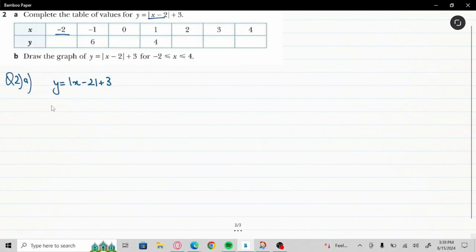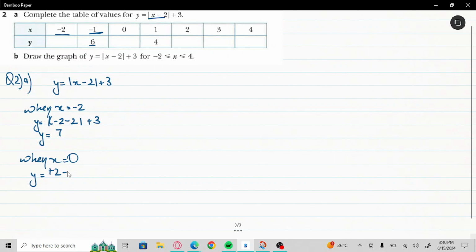Now when x is equal to minus 2, we have y is equal to modulus of minus 2 minus 2, plus 3, which will give us modulus of minus 4, which will become positive 4. And positive 4 plus 3 is 7. So y is equal to 7 for the first value. And when x is equal to negative 1, we already have the answer: y is equal to 6. And when x equals 0, y is equal to modulus of 0 minus 2, which is minus 2. So modulus of minus 2 is equal to positive 2. Positive 2 plus 3 is 5, and so we are going to write 5 here.